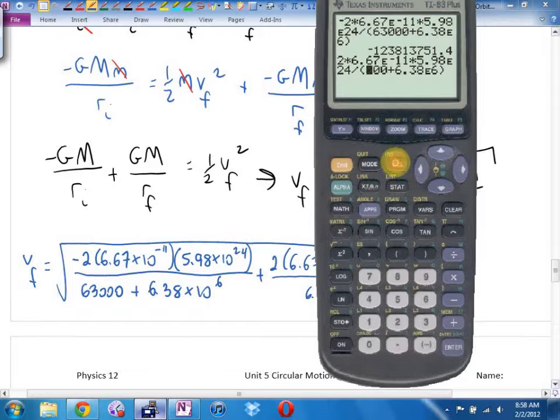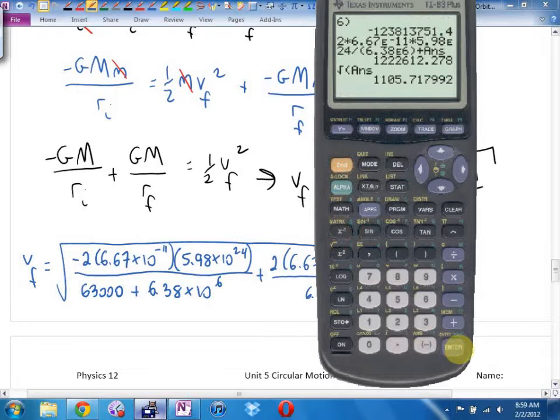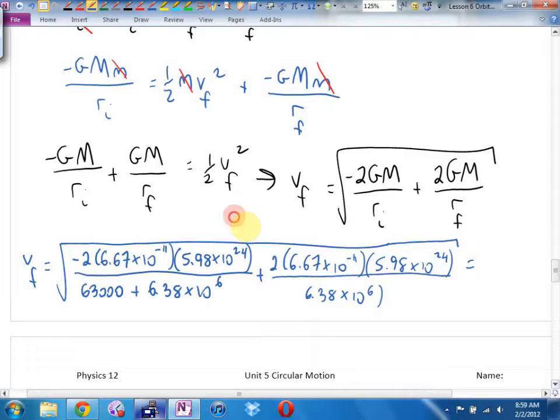Oh, and you know what? I'm going to get really clever. Am I supposed to add these two together? Plus my previous answer. That should automatically add that number to this number. Square root. Moving pretty fast. Basically a kilometer a second. 1,100. 1.1 times 10 to the 3rd meters per second.